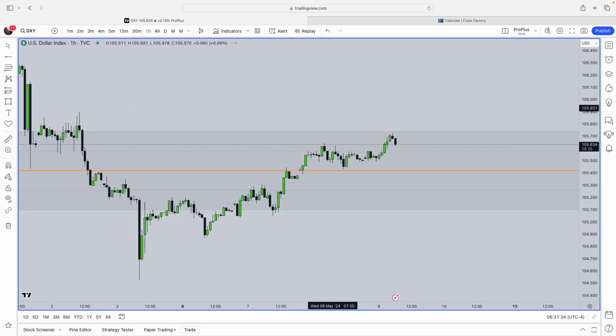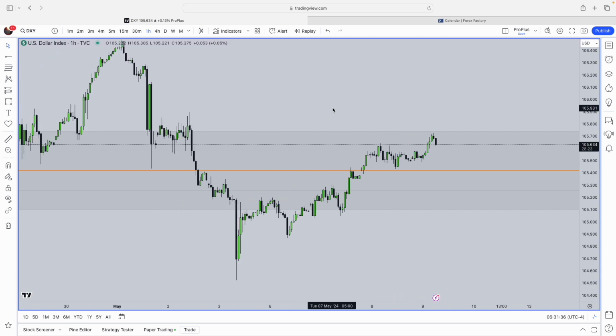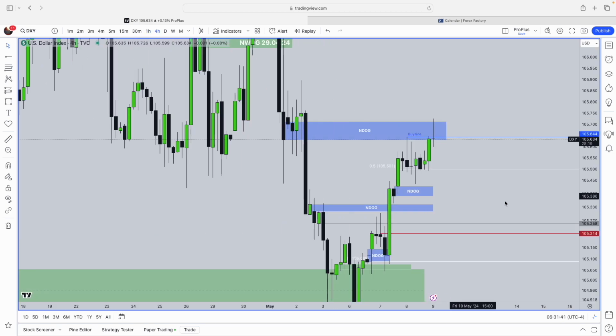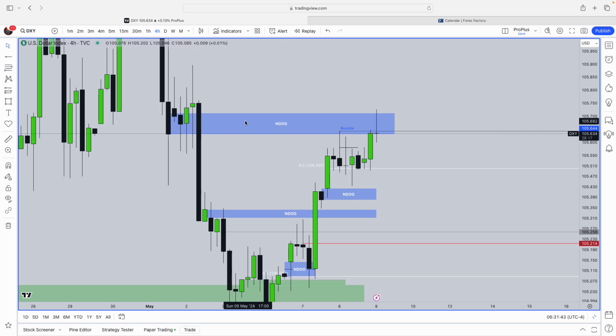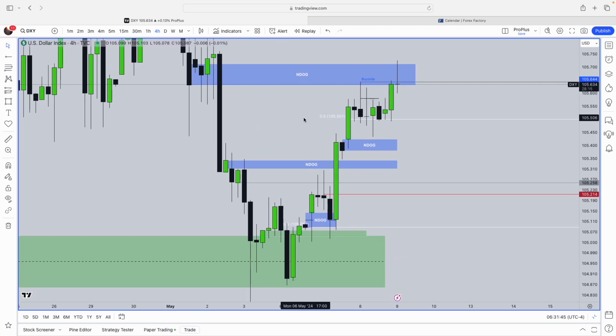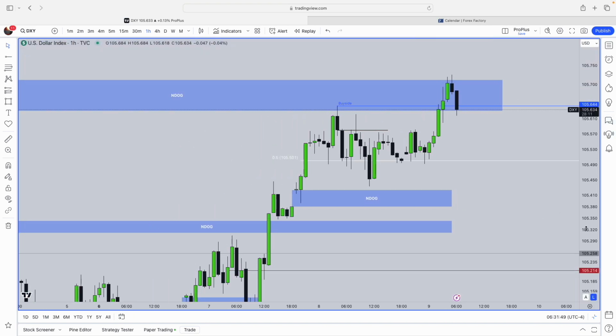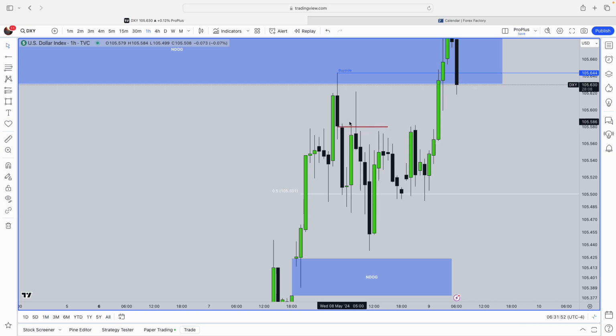If we take a look at the dollar, we take a look at the dollar here. So it's got the 1 hour. So we're looking for euro long. Take a look at this volume imbalance here. Price is respecting this here, and it doesn't even close above that, and it wants to head lower. There's a BISI here, which hasn't been fulfilled.